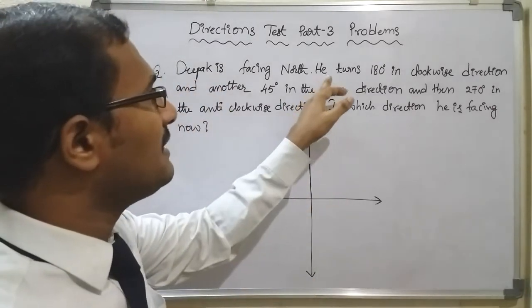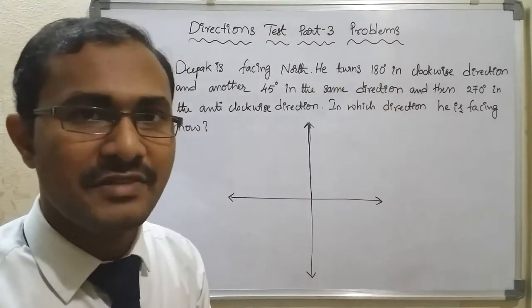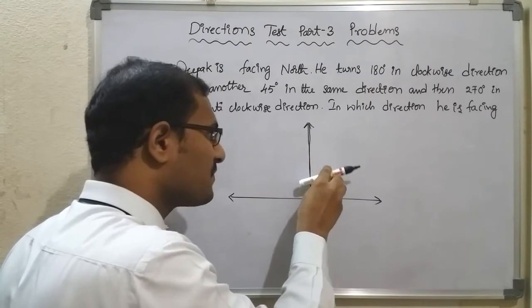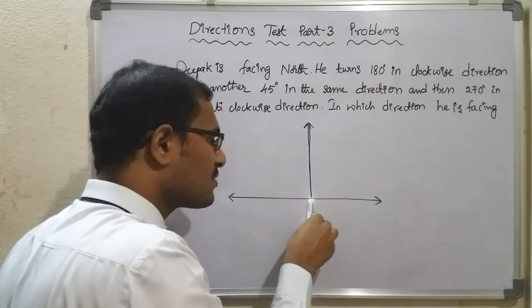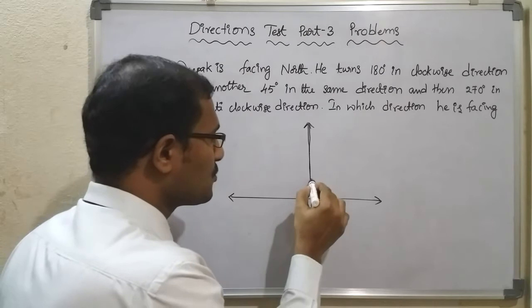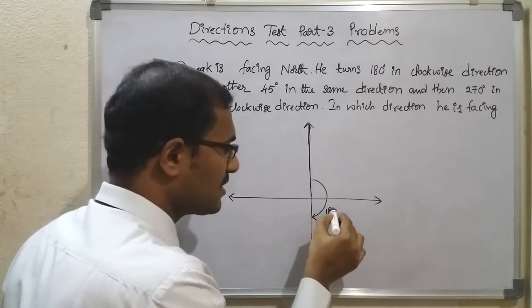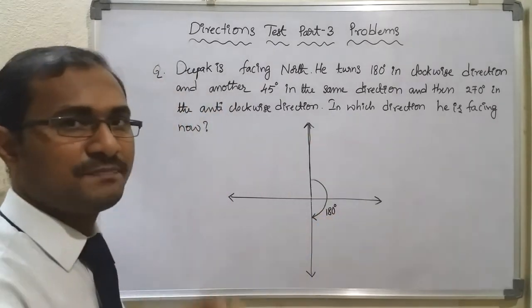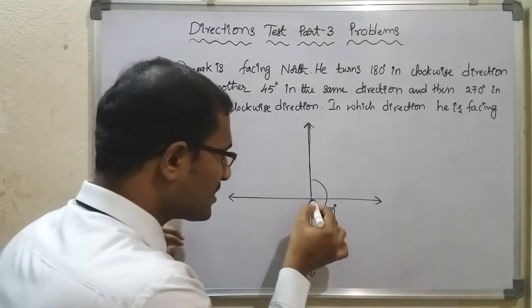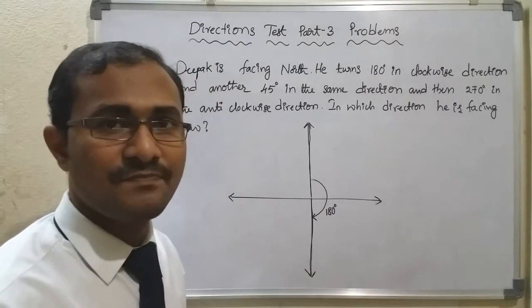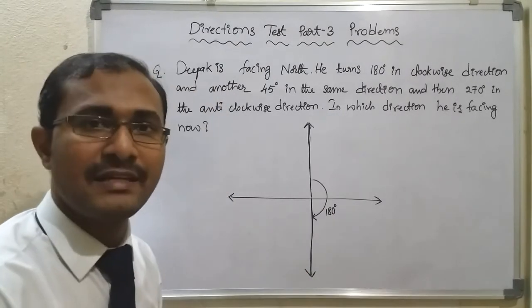Okay, and after that he turns 180 degrees in the clockwise direction. So 180 degrees in the clockwise direction means in this way. Okay, so he'll come like this. So from this point to this point he covered 180 degrees in the clockwise direction. Now the person is facing towards south direction. 180 degrees means exactly opposite. Simply in this way also you can take, right?